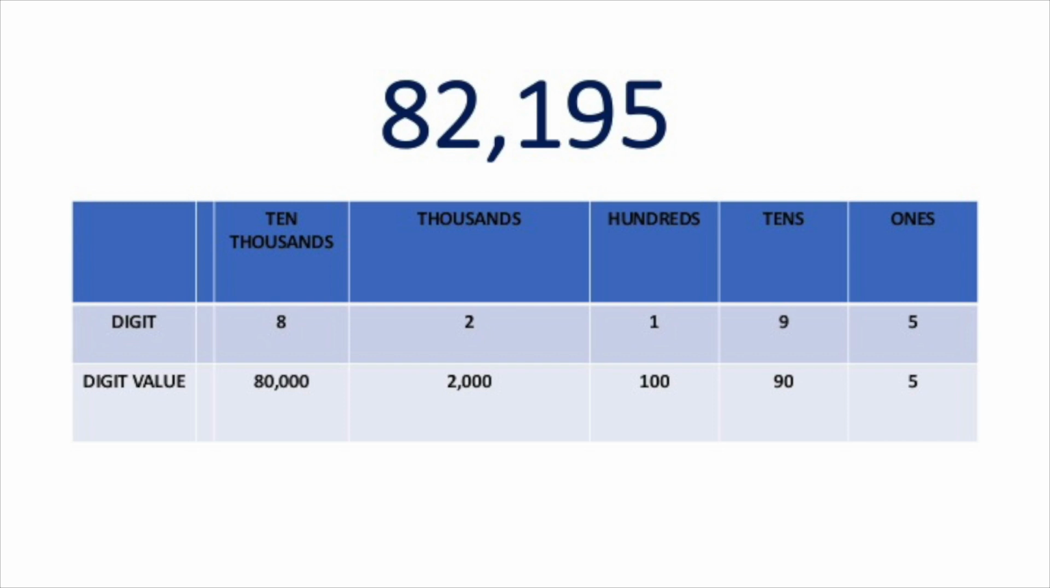Then our next column, thousands. How many thousands do we have? 2. So 2,000. Then the hundreds. How many hundreds can we see, guys?